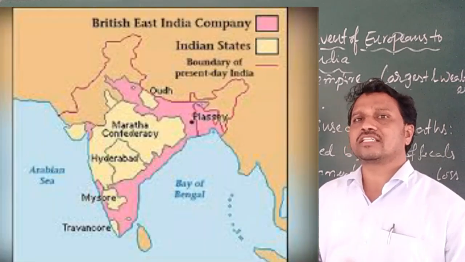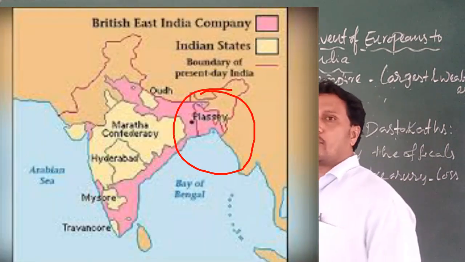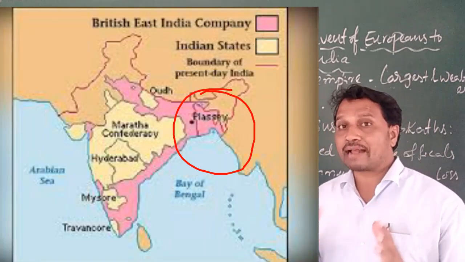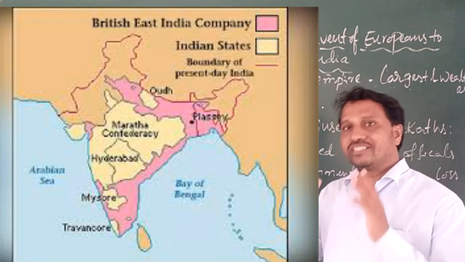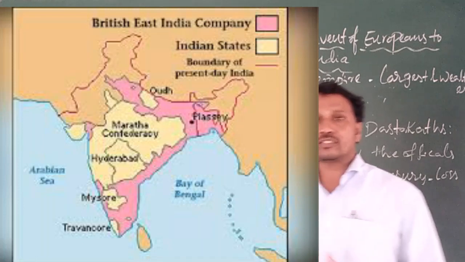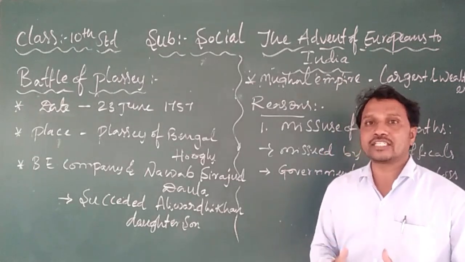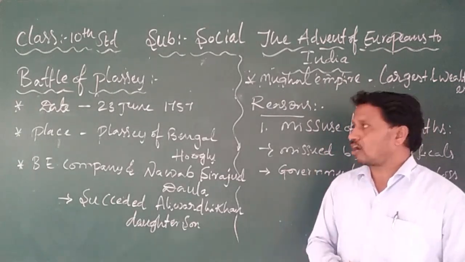Plassey is in Bengal province, on the bank of a river. Which river bank is this? The Hooghly river bank. We see the Plassey place there. In that Plassey, this decisive battle started.